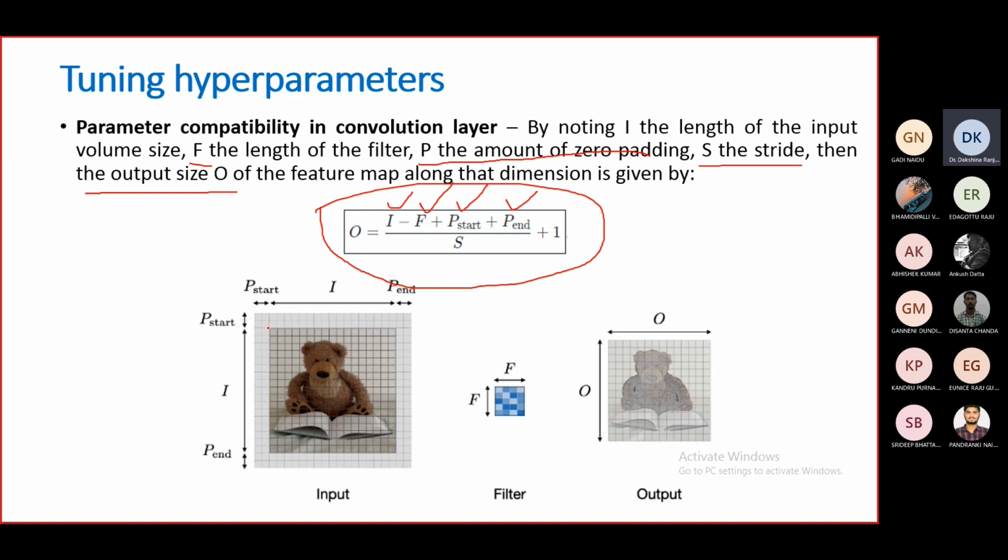we have added 2 length zero padding on each side of the input image, and here we have determined the starting point and end point of the zero padding horizontally as well as vertically. And this is the length of the filter. When we convolve this filter across this input image, we obtain the feature map of dimension O by O. So this can be considered as the square dimension of the feature map.